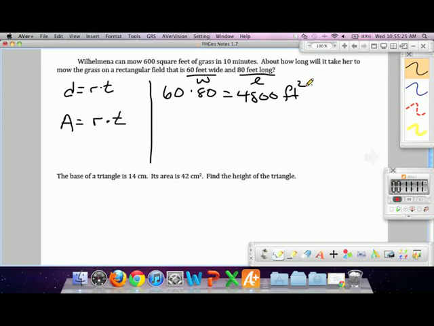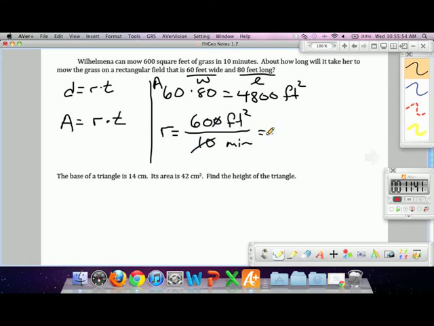Well, if you want to do it by minute, you would go 600 square feet divided by 10. So she can mow 600 square feet in 10 minutes. How much does she mow in 1 minute? Divide this by 10 and you get 60 square feet per minute.